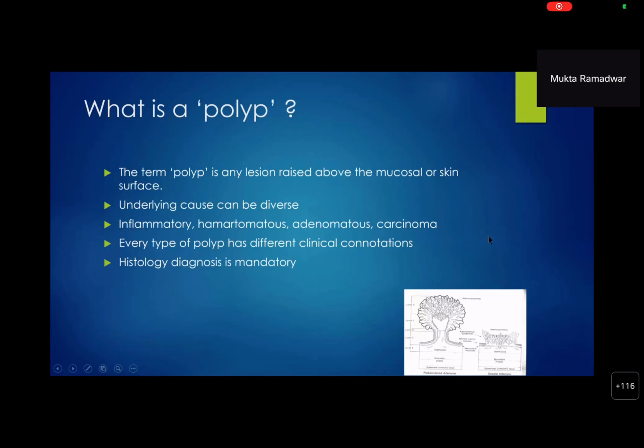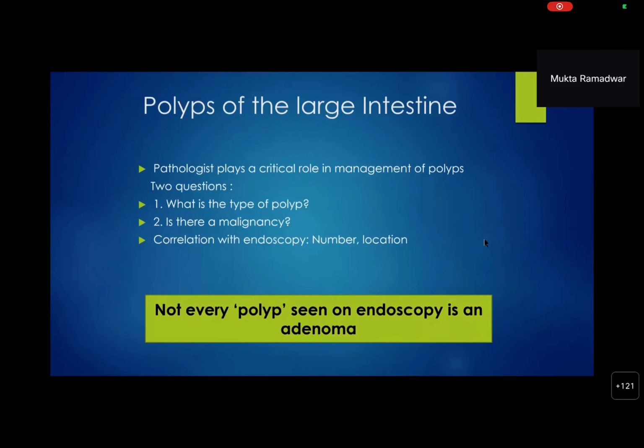And we can have numerous reasons for having such projections above the surface of the mucosa and the skin. They can be as diverse as beginning with inflammatory conditions, then they can be hamartomatous conditions, then they can be neoplastic conditions like adenomata or carcinoma as well. And every type of polyp has different clinical connotations with respect to the diagnosis at our end as far as the pathology goes, and also the management of that patient who has that polyp. Histology diagnosis is mandatory in cases of polyps of the intestine.